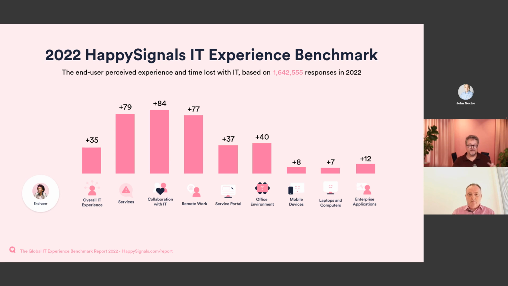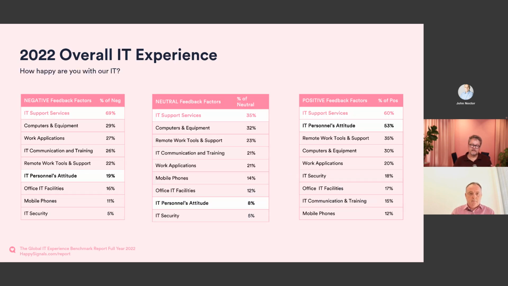What I'm trying to say with this is that when we move to the next one, we are measuring the overall IT experience. In the overall IT experience, we are asking people what makes you happy. You are first asked 0 to 10 how happy you are. If you selected the positive side, 9 or 10, you're asked why. 60% of end users said that was because we have such good support service, and 53% said it's because of the very good personal attitude of the IT.